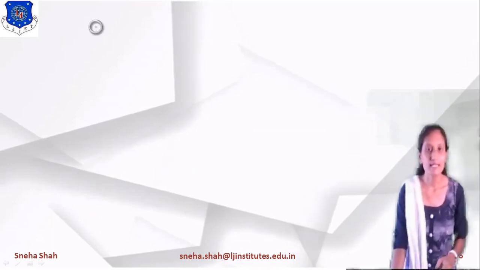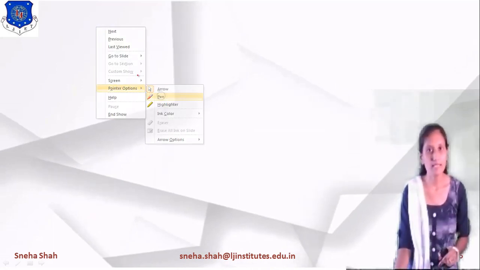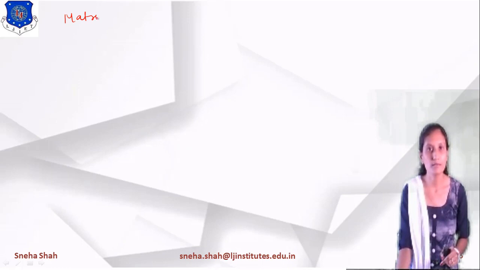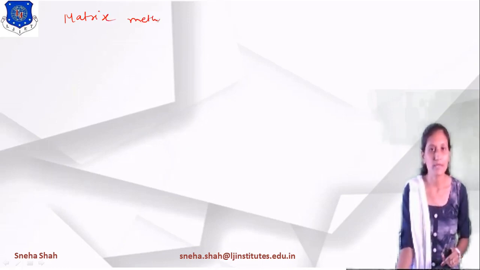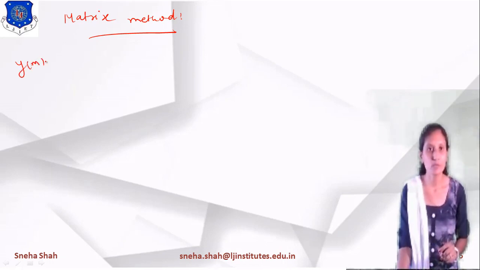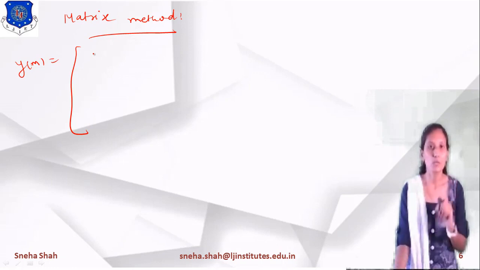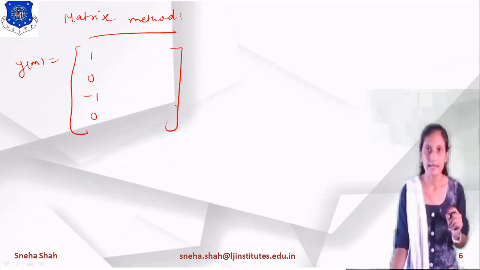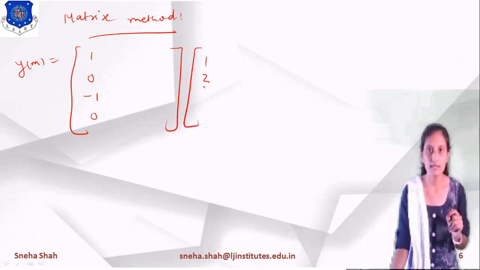Now the next technique is, we will solve the same example of circular convolution but by using the matrix method. If you want to solve by using the matrix method, then how do you do it? y of n will be represented as, the first term is 1, 0, minus 1, 0, which is x of n. And the next term is 1, 2, 4, 0. This one is h of n, right?